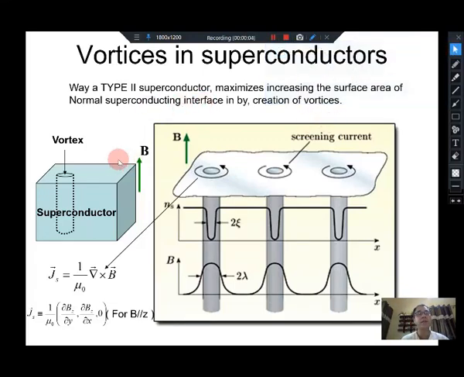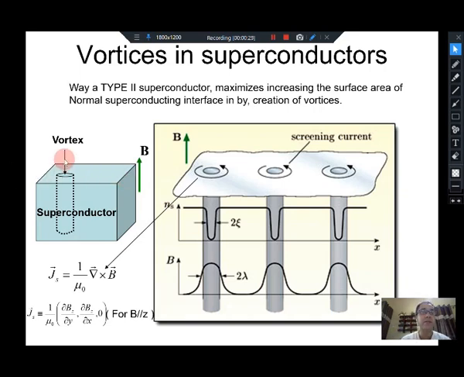Now, in the last lecture, we had discussed type 1 and type 2 superconductors, in which we had seen that in type 2 superconductors, the interface energy between the superconducting and the normal region becomes negative. So the system likes to break up more and more surface area, it tries to create a large surface area between normal and superconducting regions.